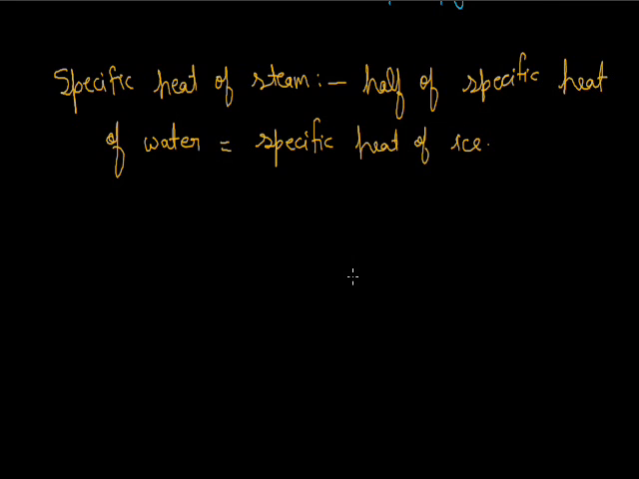Now another term is heat capacity. Heat capacity of a body is defined as the amount of heat required to raise the temperature of the body by 1 degree. What is the difference between specific heat and heat capacity? In specific heat, we consider a unit mass of a substance, and in heat capacity we consider a body.